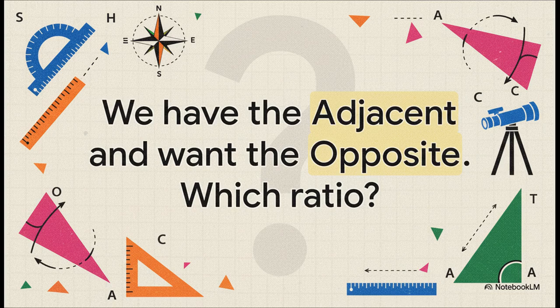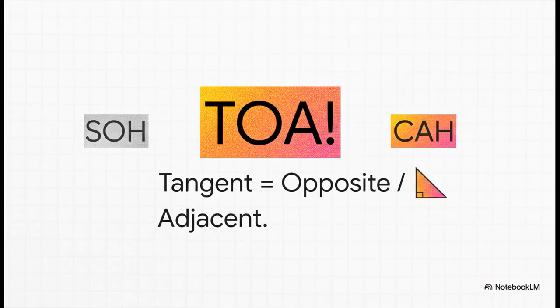Okay, let's think about this for a second. We have the adjacent side, and we want the opposite side. So looking back at our secret code, which part uses the O for opposite and the A for adjacent? Is it SOH, CAH, or TOA? You got it. It's TOA. Tangent is the function that connects the opposite and the adjacent sides. See? The mnemonic tells you exactly which tool to grab from your toolbox.